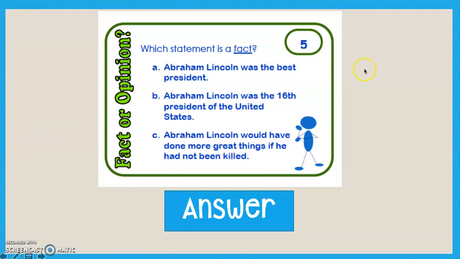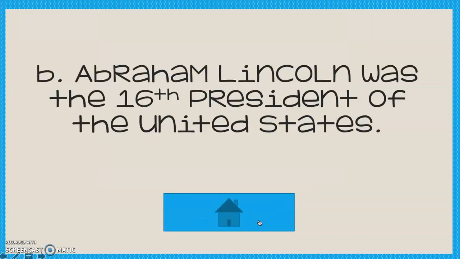Which statement is a fact? A, Abraham Lincoln was the best president. B, Abraham Lincoln was the 16th president of the United States. C, Abraham Lincoln would have done more great things if he had not been killed. So which one is a fact? Something we could prove. A, B, or C? B would be our fact. Abraham Lincoln was the 16th president of the United States is something we can prove, and it is true.